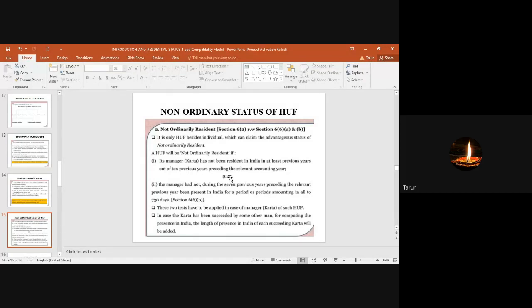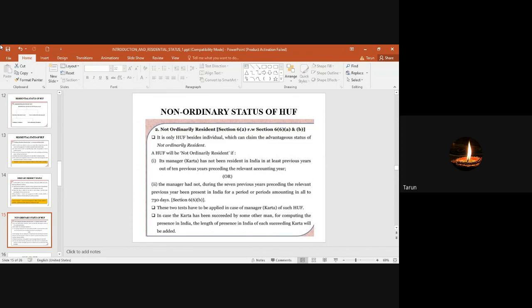Right? So this is a basic difference. Rest is a theory part, so you can read on your own during these slides. So this is the difference of ordinary and not ordinary. To become an ordinary resident of India, the Karta has to satisfy both additional conditions.